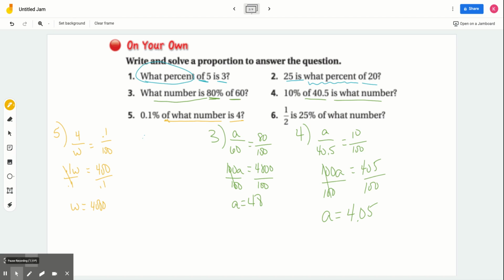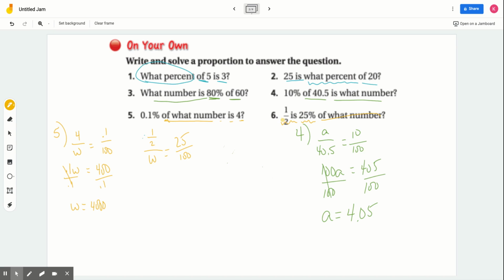Now, go ahead and take a look at number 6 and try to set up the proportion on your own. Now, we can see on number 6 that we're going to have a complex fraction, a fraction within a fraction. So 1/2 is 25% of what number? So 1/2 is the part. Of what number? Of tells us the whole, so that's the W. Is equal to 25 out of 100.